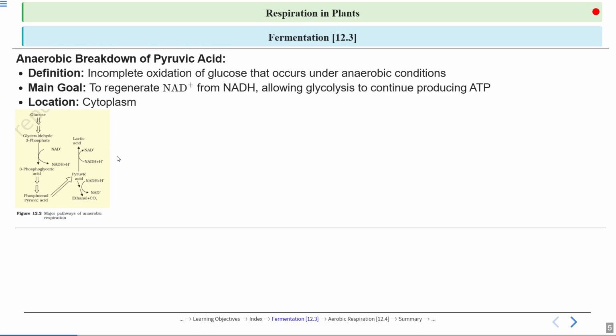Now let's talk about this pathway where lactic acid is found. That is lactic acid fermentation. This pathway is mainly found in bacteria like Lactobacillus, and it occurs in animal muscle cells during vigorous exercise when oxygen is insufficient.